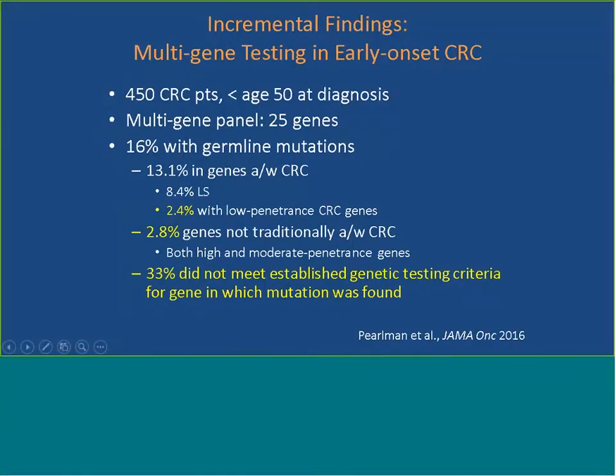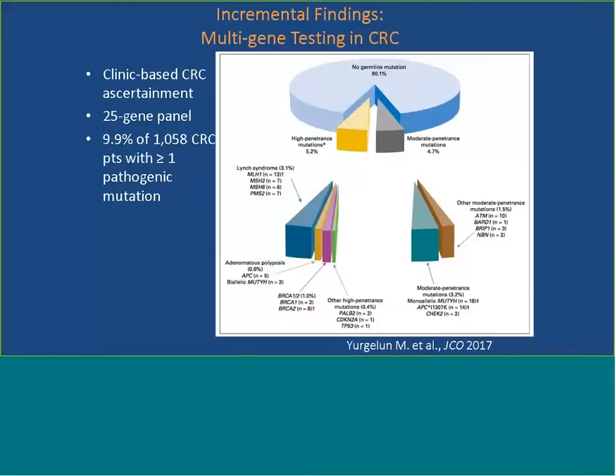As expected, 8% had Lynch syndrome, which is consistent with the early onset colon cancer cohort, and 2.4% had low penetrance colon cancer susceptibility genes like CHEK2, APC I1307K, et cetera. And then 2.8% had genes not traditionally associated with colon cancer. This included both the high and the moderate penetrance genes. Interestingly, about 33% of patients did not meet established genetic criteria for the gene in which the mutation was identified, so it was an incremental finding in those patients.